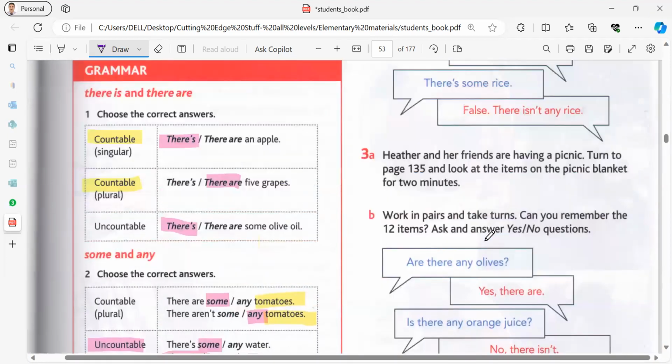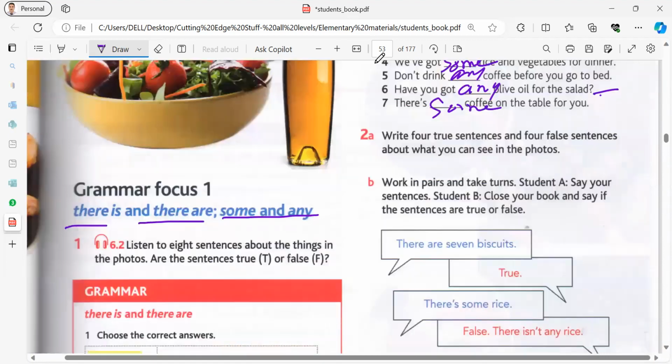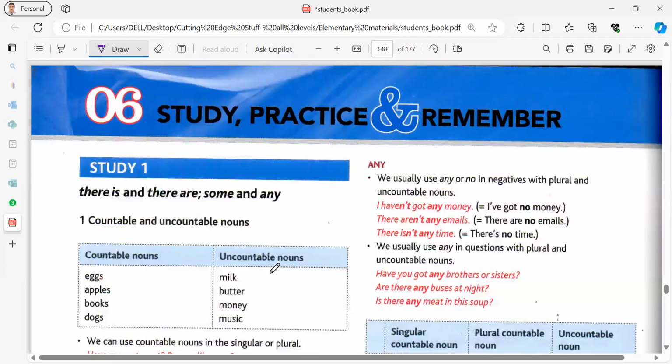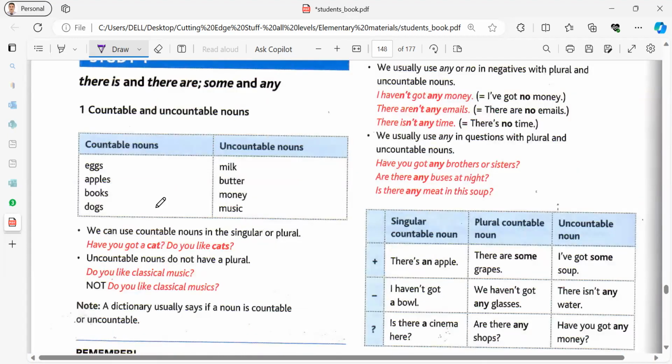Could you please go to page 148 for further practice? Further practice with there are, some and any. And here we have some more countable nouns. Can you see my screen? Yes, we can. Here, more countable nouns and more uncountable nouns, like milk, butter, money, music.